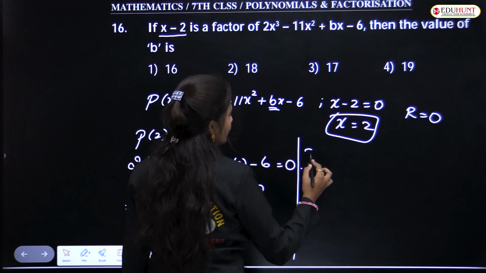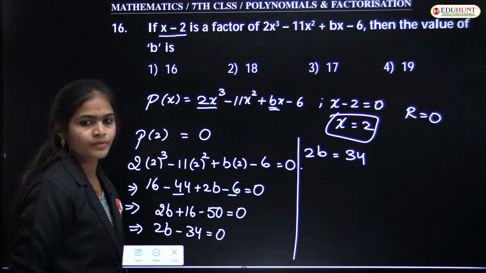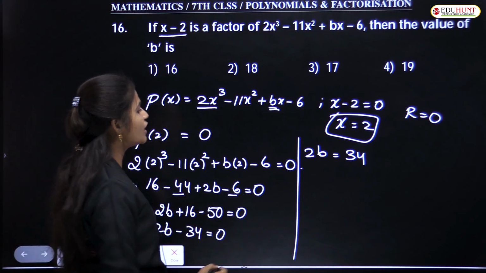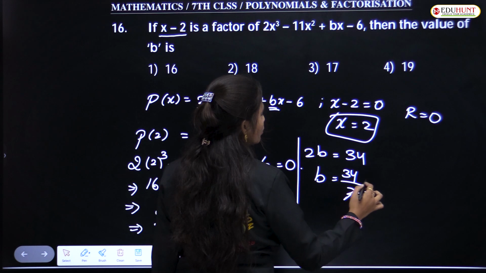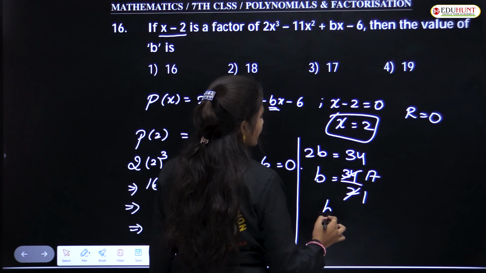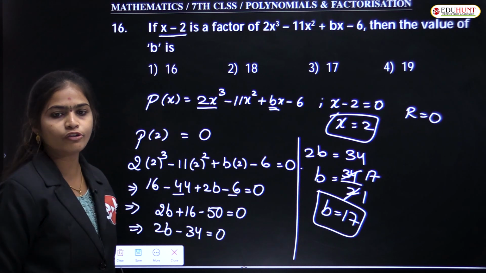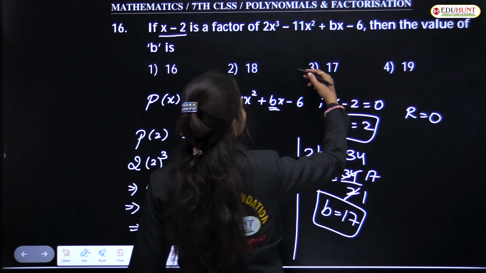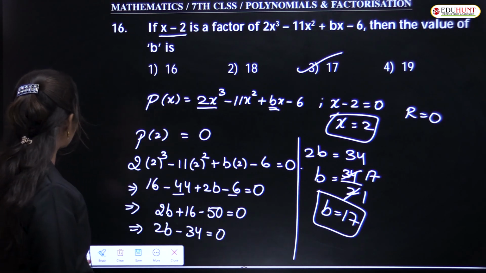So from this, 2b equals minus 34, which becomes plus 34. So b equals 34 by 2. 2 seventeens are 34, so b equals 17. Okay, so what is the value of b here? b equals 17. Is it clear to you? Okay, so let us see the next question.